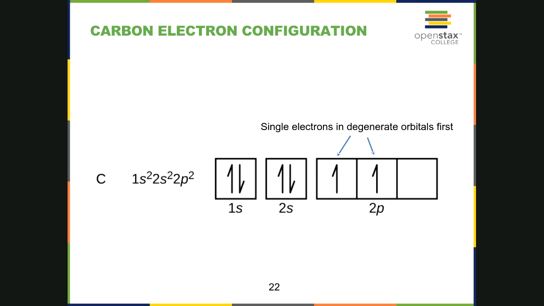Now, here's where we have to watch, though. As soon as we go to one more electron, like you have in carbon, when I went from boron to carbon, now we've got 1, 2, 3, 4, 5, 6 electrons, atomic number 6. That 6th electron, you cannot put it in a box that already is occupied. So you put single electrons in degenerate orbitals first.